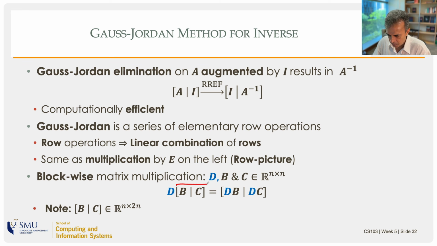Notice that [B | C] is a matrix with n rows and 2n columns. D is a square matrix, n by n. So multiplying them, what you will get will be the number of rows of the first matrix and number of columns of the second matrix, 2n. So this is n here and 2n there. No issues there dimension wise.